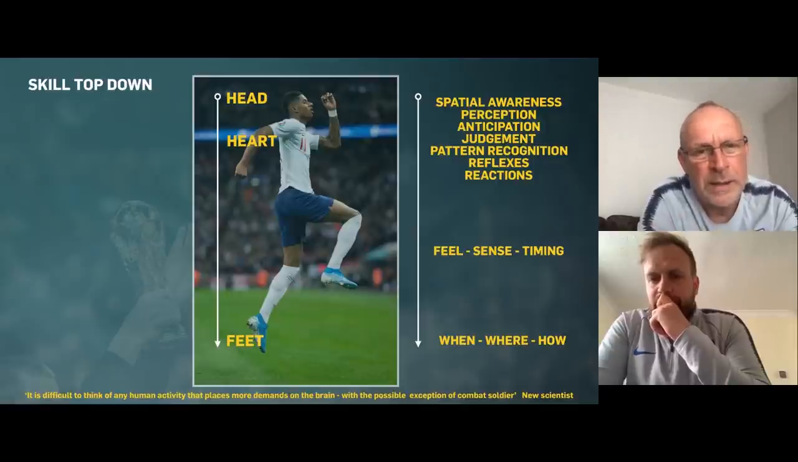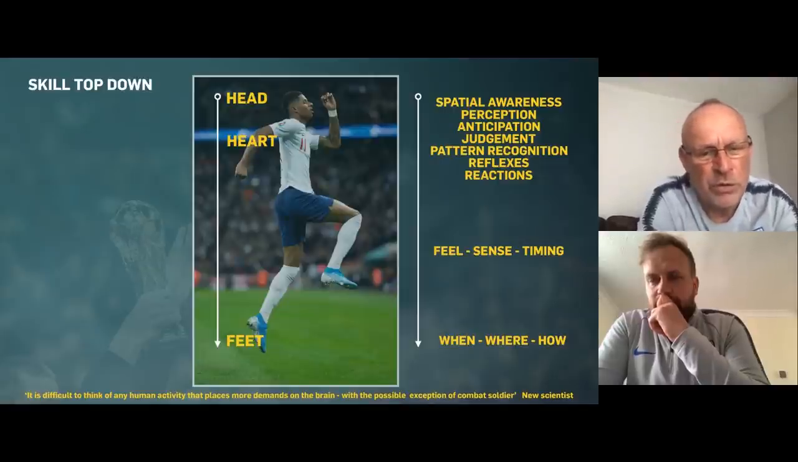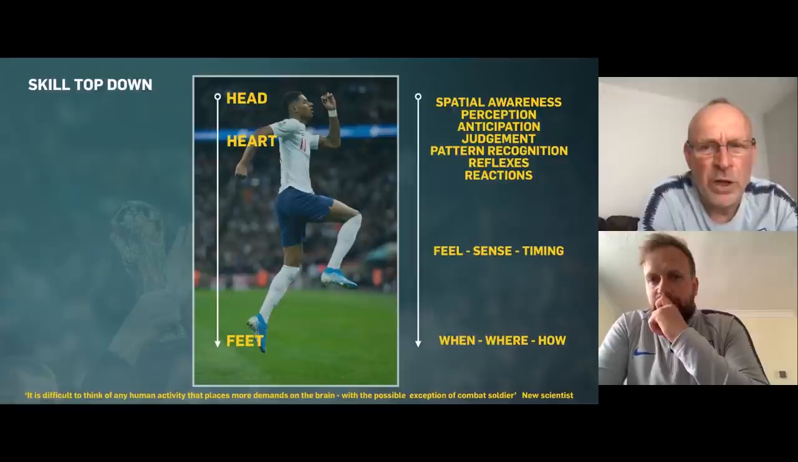And I wonder, when we look at players, do we think of players' head, heart and feet in that order? Or if you describe a player, do you go, no, he's got great feet? And then you work towards his head and his heart. Or his heart and his head.